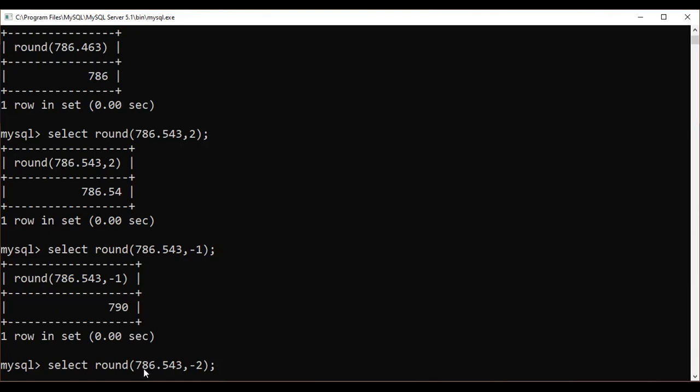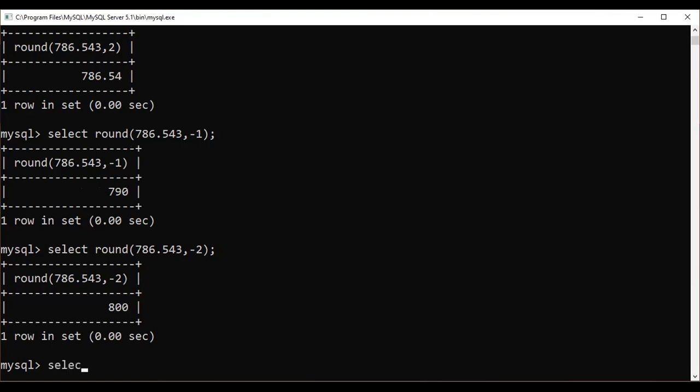What do we have to do? Is this number greater than or equal to 5? Yes. So +1 has to be added to the number in the -2 position. So 7 will become 8. And the remaining two numbers have to be changed to 0. So your answer will be 800.